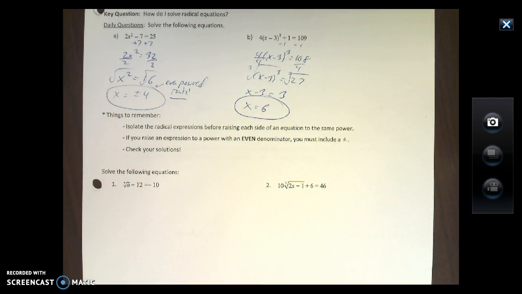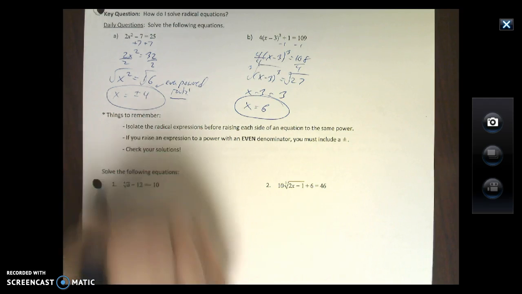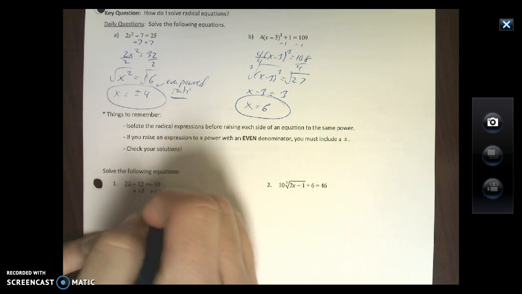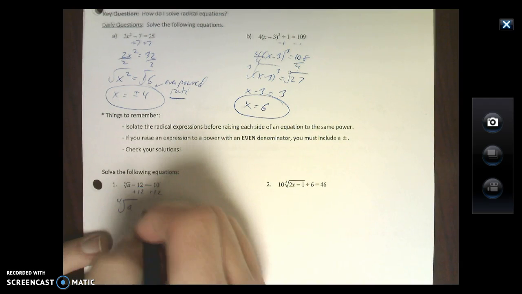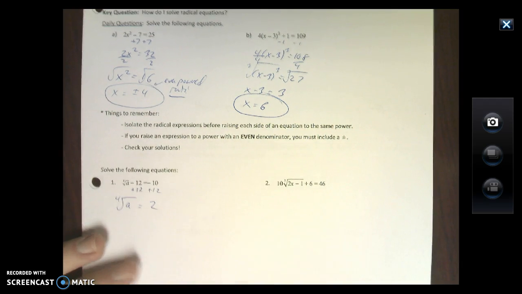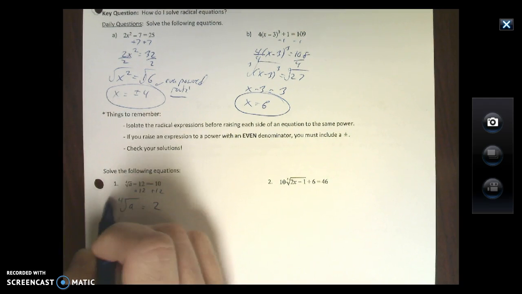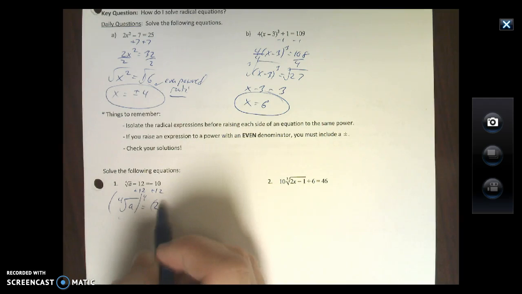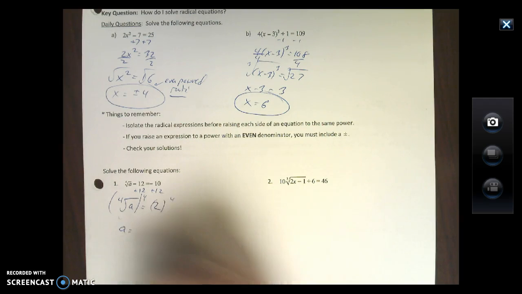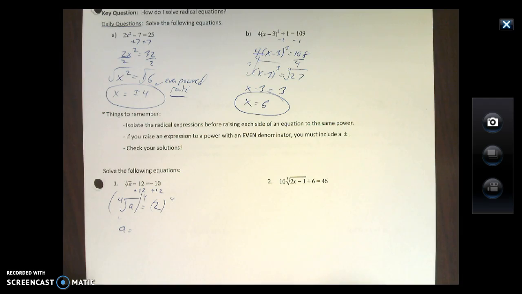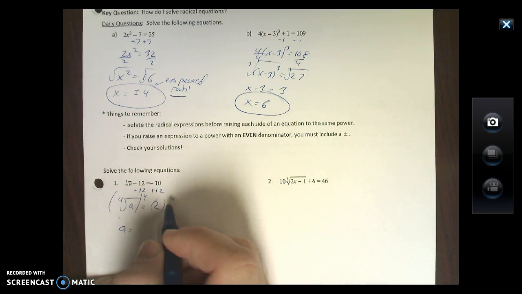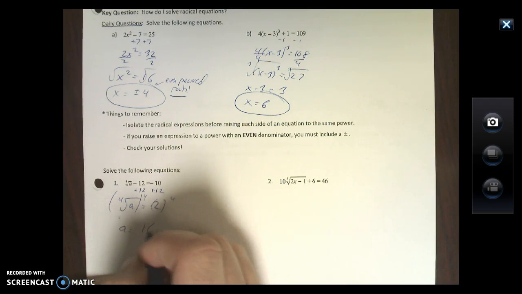Okay. Number 1, the 4th root of a minus 12 equals negative 10. I'm going to add 12 over. I get the 4th root of a equals 2. What's the opposite of taking the 4th root of something? Well, it's raising something to the 4th power. Okay? So what we can do here is 2 times 2 times 2 times 2, 16.